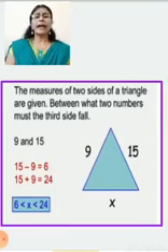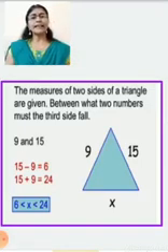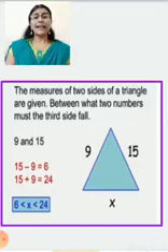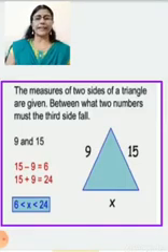So we are going to add these 2 values. 15 plus 9 is 24. So this will be the maximum value. And then we will also subtract these 2 values. 15 minus 9 is 6. So we got the maximum value and the minimum value. Now where will the third side lie? The third side will be in between these 2 numbers. That means the value of x should be less than 24, but it should be greater than 6. So this is the way you will find the third side if they give you 2 sides.